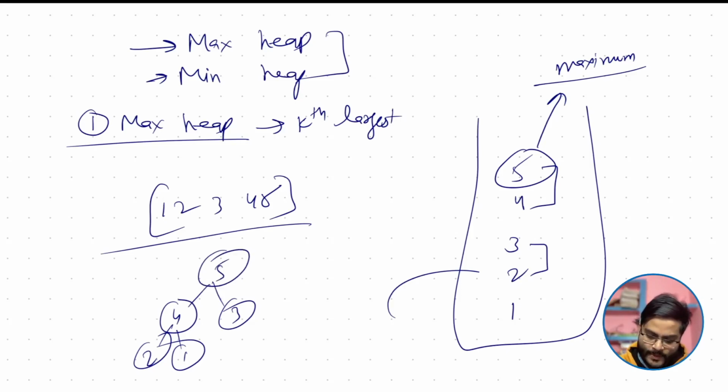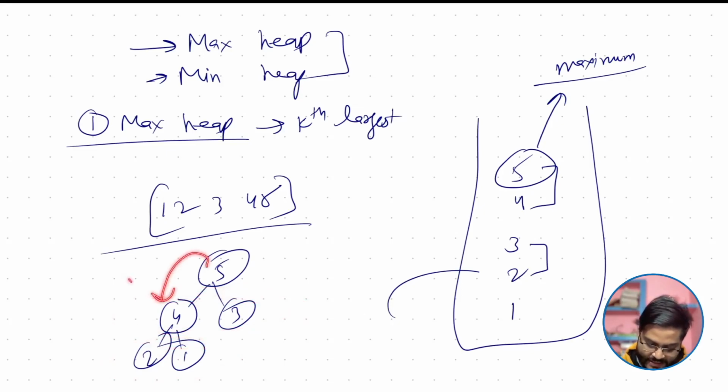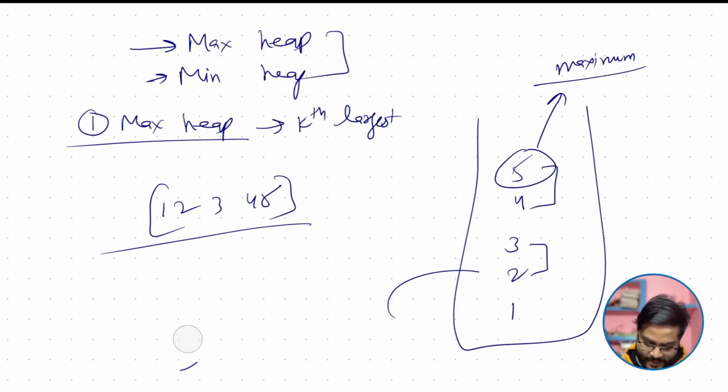So there is no relation between the children. The only relation is between parent and child. So in a heap the children can be in any order. Please remember the children can be in any order, so don't get confused. There is only a relation between parent and child. Parent will always be greater than child in max heap.